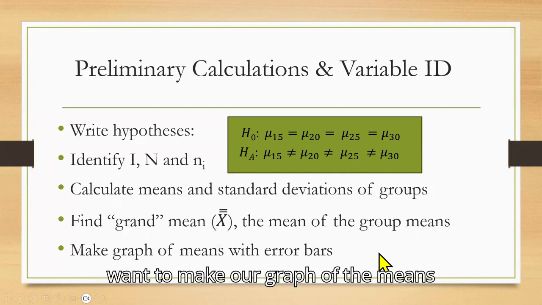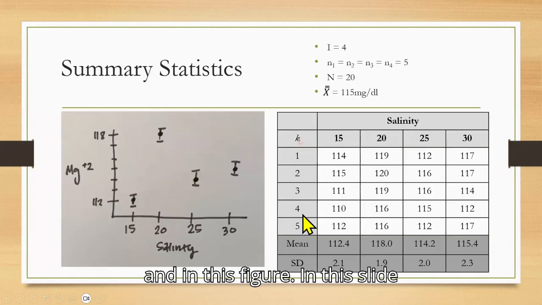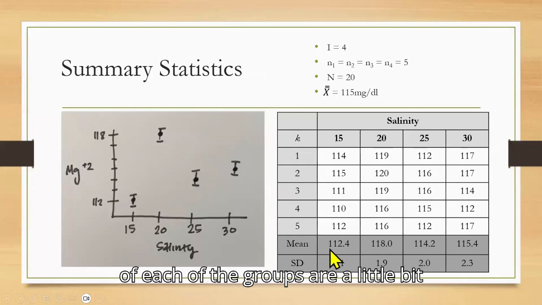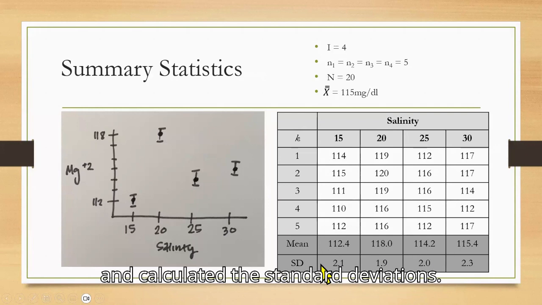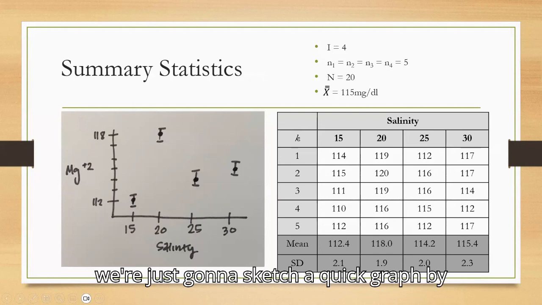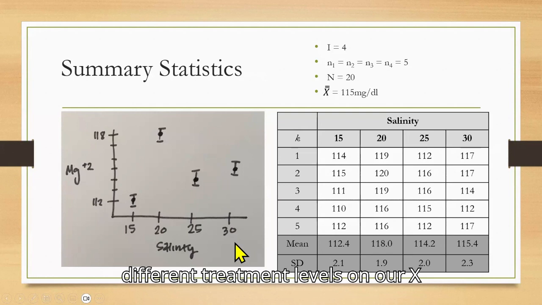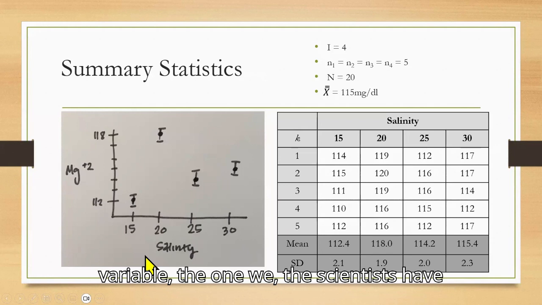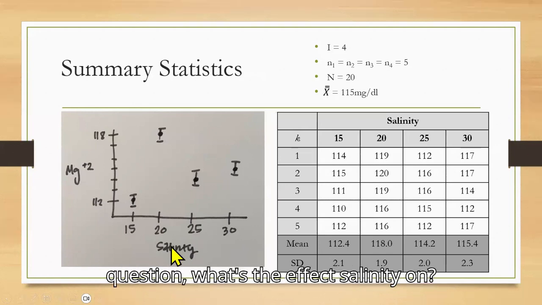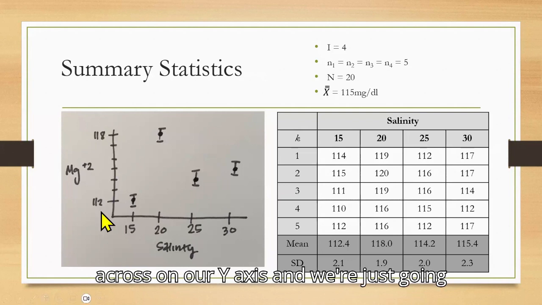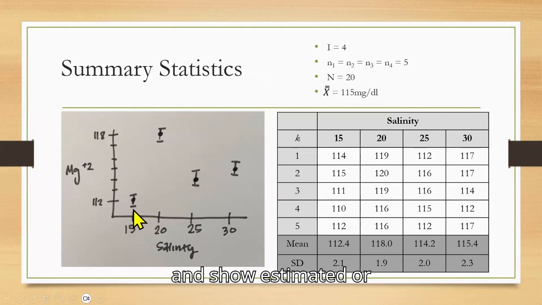All right, so we're going to want to make our graph of the means showing the error bars. In this slide, I've repeated the data here so you can see that the means of each of the groups are a little bit different from one another, and calculated the standard deviations. If we're using Excel or we're just going to sketch a quick graph by hand like this one, we're going to put the salinity and the four different treatment levels on our x-axis. So that's the independent variable, the one we, the scientists, have controlled. And we want to ask the question, what's the effect of salinity on our response variable, magnesium ion concentration? We want to put the range our means are found across on our y-axis, and we're just going to plot the means as a dot or marker and show estimated or approximate error bars around them in this hand sketch graph.